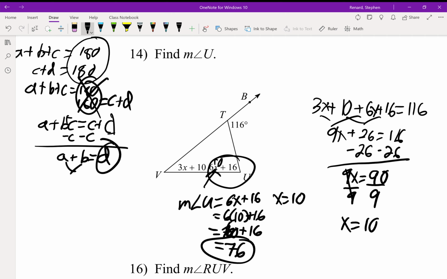If I wanted to check that, I could plug the other x in. 3 times 10 is 30. 30 plus 10 is 40. 40 plus 76 is 116. So our work checks out.